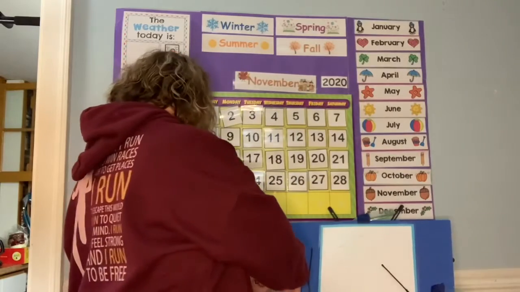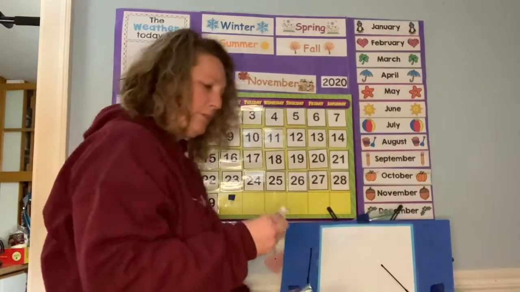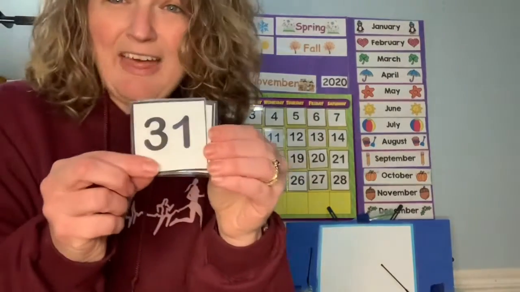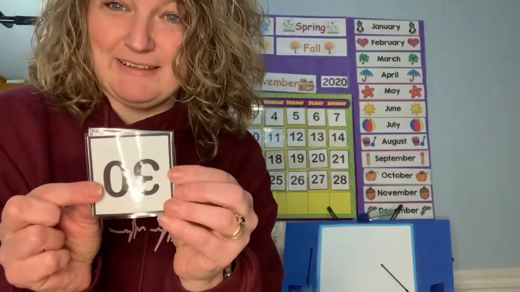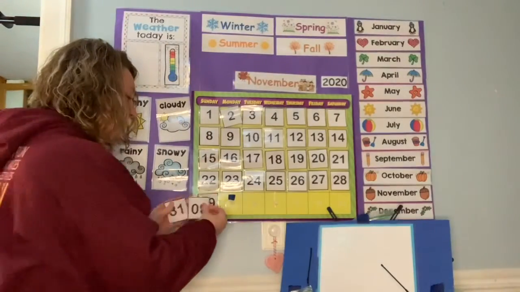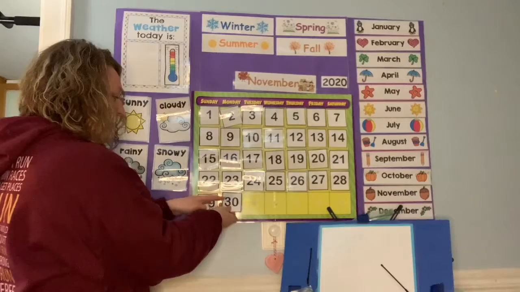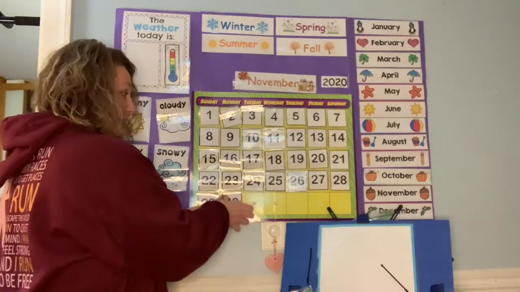I have 2 of them. This one has a 3. Is that 30? No, I still can't trick you, can I? How about that one? Is that 30? It is. Today is the last day of this month, which means tomorrow we start a brand new month.